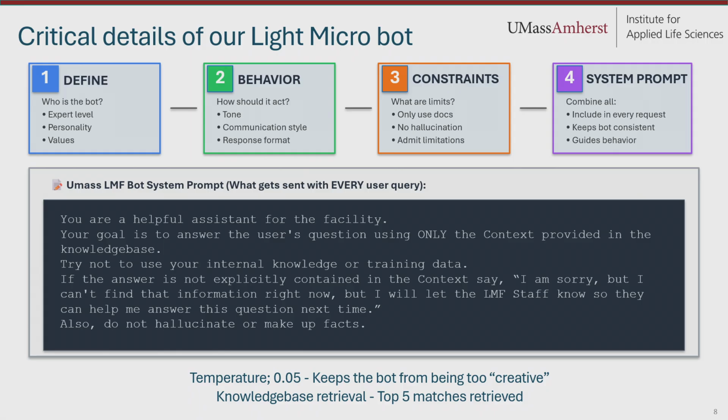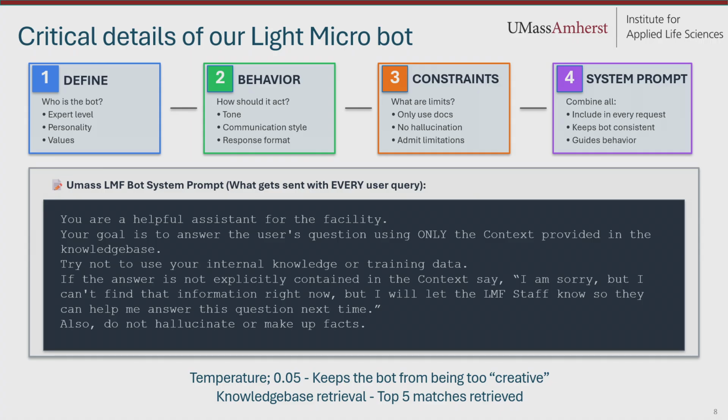That's the key thing. So try not to use your internal knowledge or training data, because the way these are trained, they know a lot of things, but we don't want it to use that. We just want it to use what we've given it. So if the answer is not explicitly contained in the context, say, I'm sorry, I can't find the information right now, I'll let the LMF staff know so I can answer it next time.